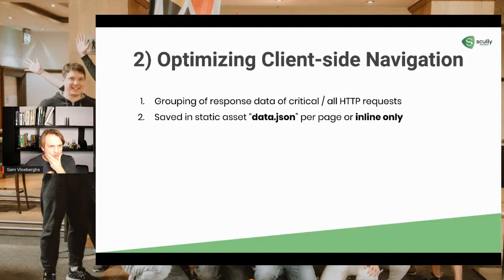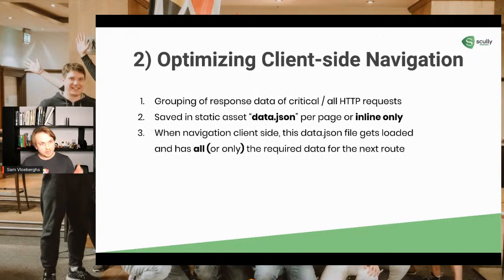This can even be more performant than the transfer state service from Angular, just in general, because you don't need to cache the complete data that came from the API. If you use some mapping and some filtering on your data, you will only save the data that you need in that data.json file. So when we navigate client-side, that data.json file will get loaded and have only the required data for the next route.